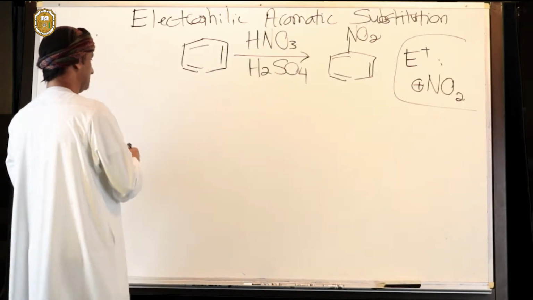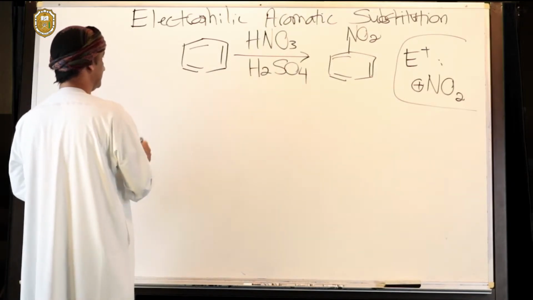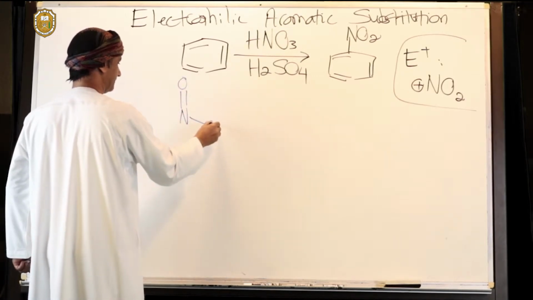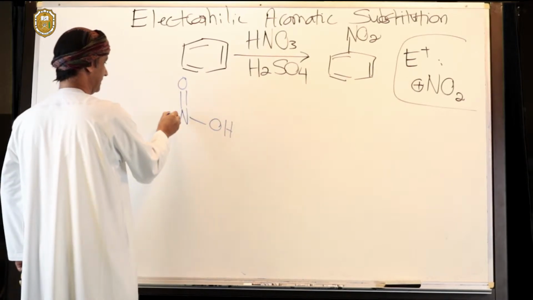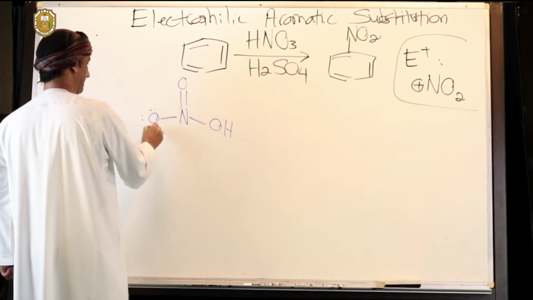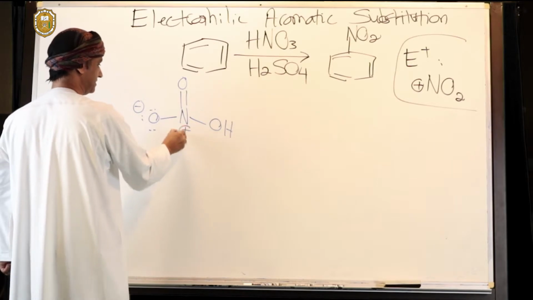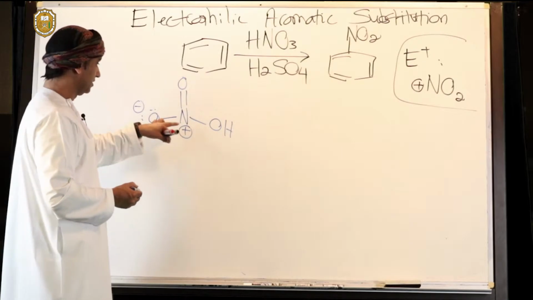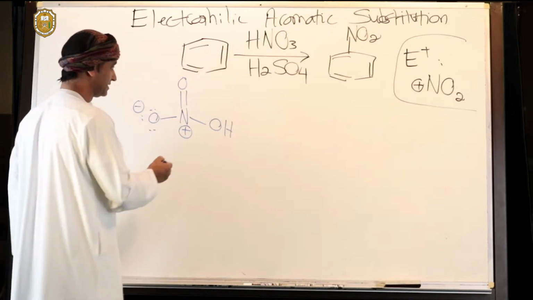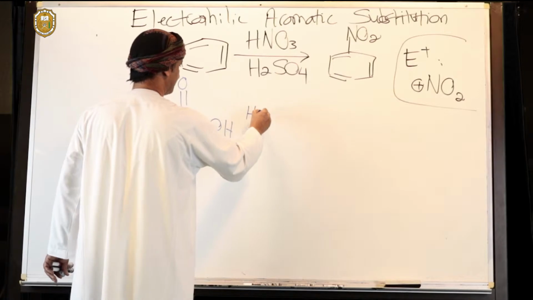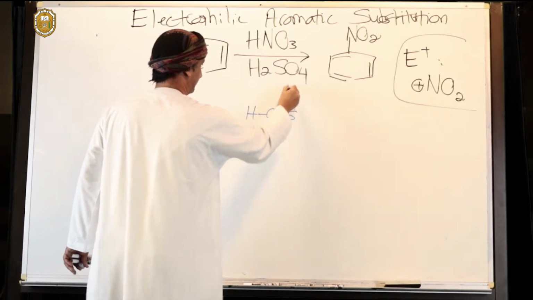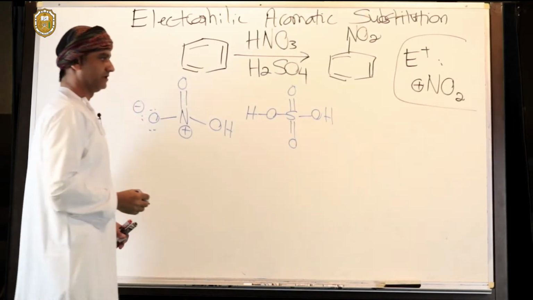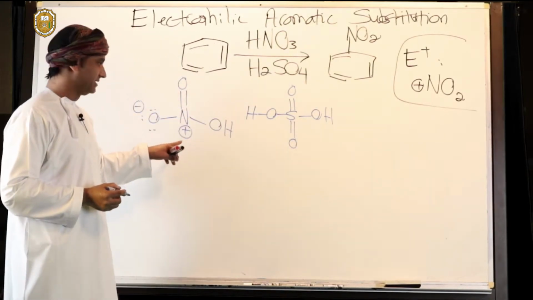Let's show that. This is the Lewis structure of nitric acid, HNO3. Please note the charges and, of course, the types of bonds here. And this is sulfuric acid. This is sulfuric acid, and this is nitric acid.